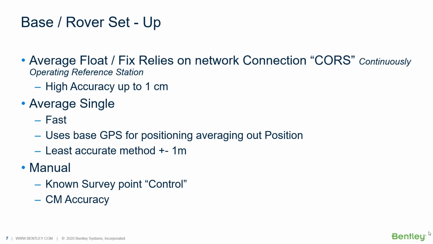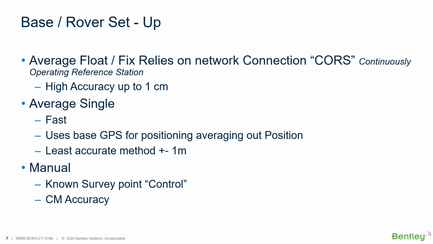The average single, while it's a very fast method to place the base station out onto a site, has no real positional control. So in this method, the base GPS is used to average out the position, and it's actually the least accurate method available.